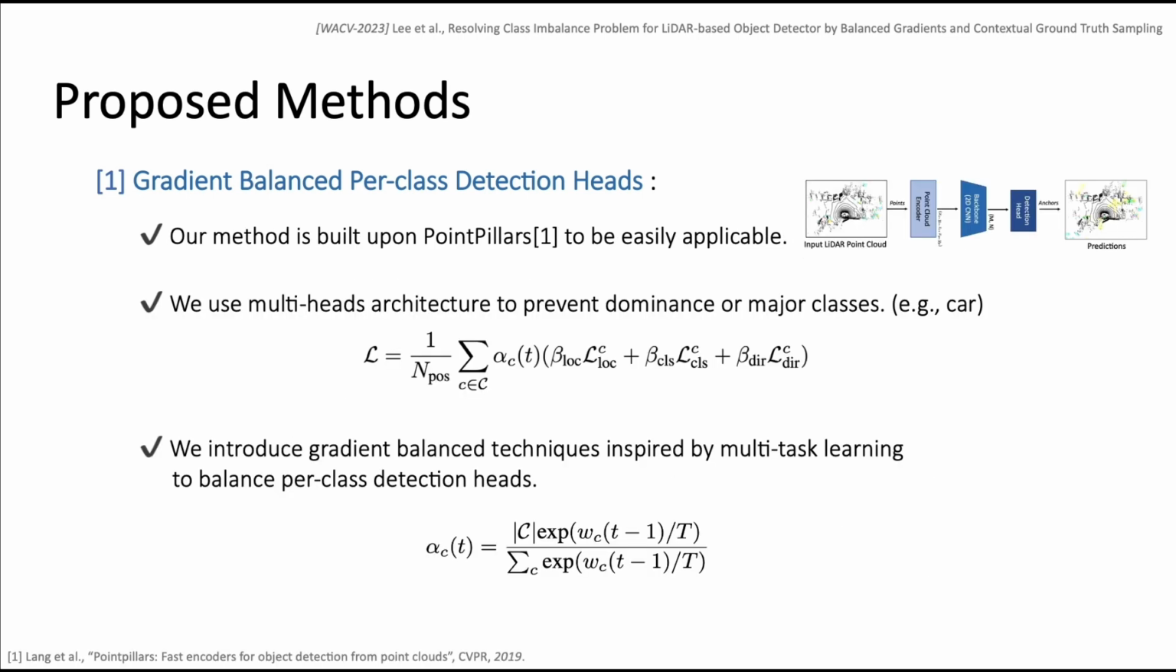Furthermore, our total loss per detection head is like below. It contains location, classification, and direction loss. And finally, to balance each detection head, we introduce gradient balance techniques like below. We use a temperature T to control the strength of gradient balancing, and through this, we can give weight to each head in consideration of the loss change rate of each task.